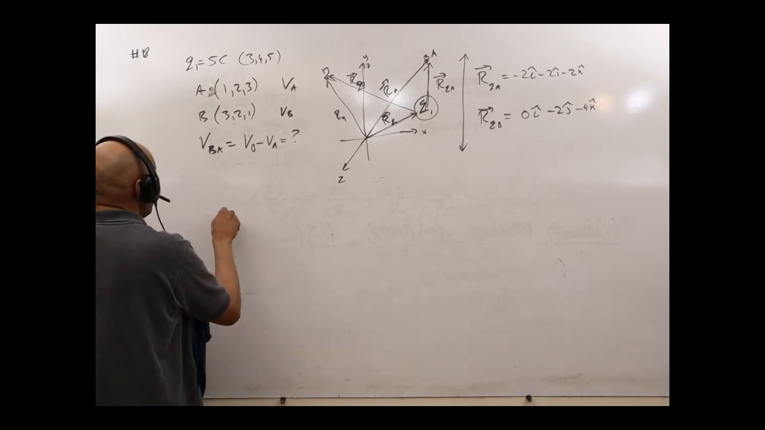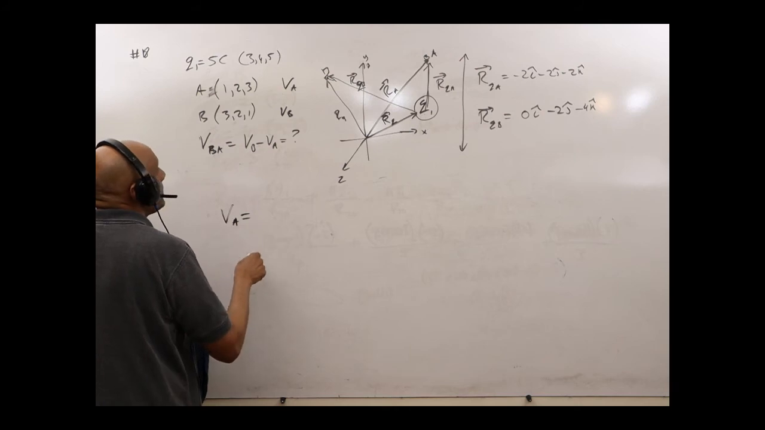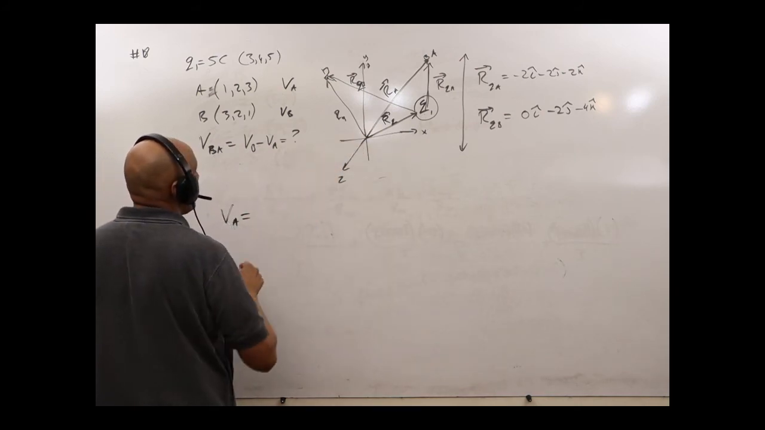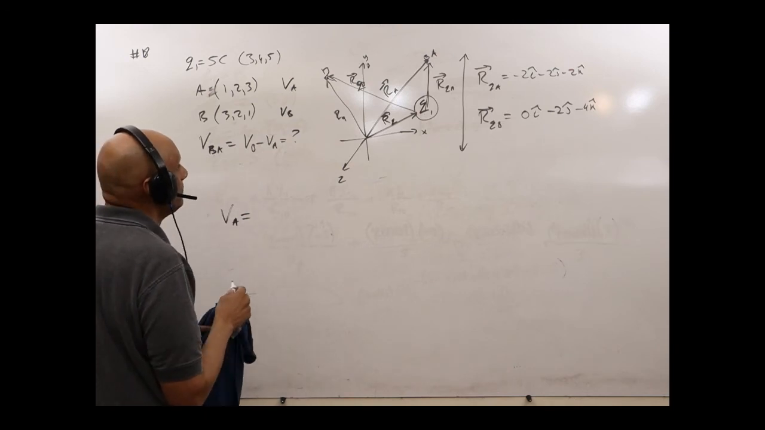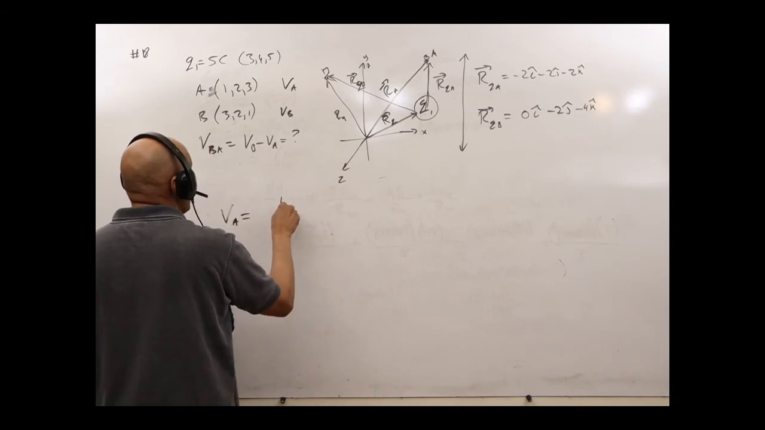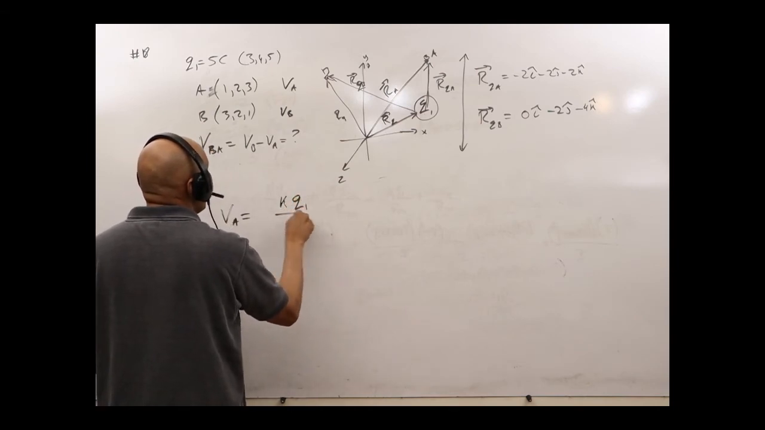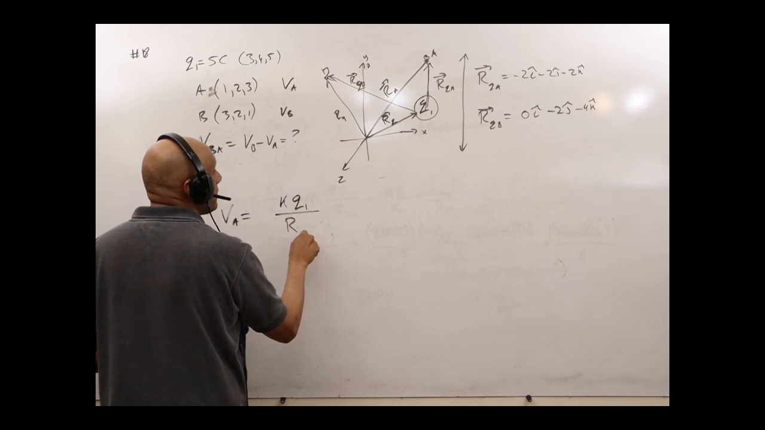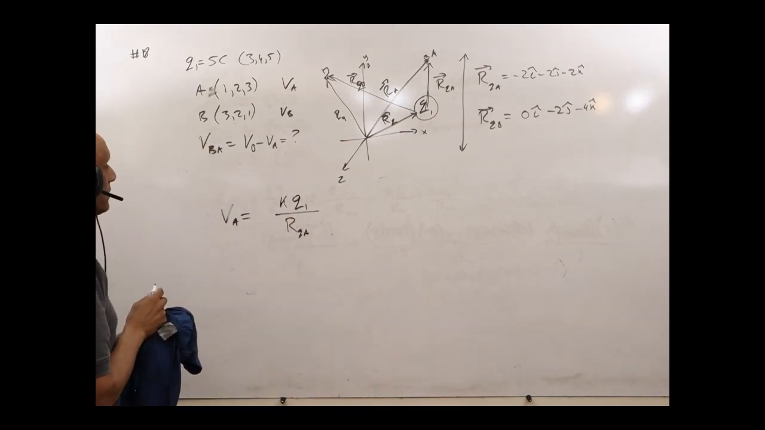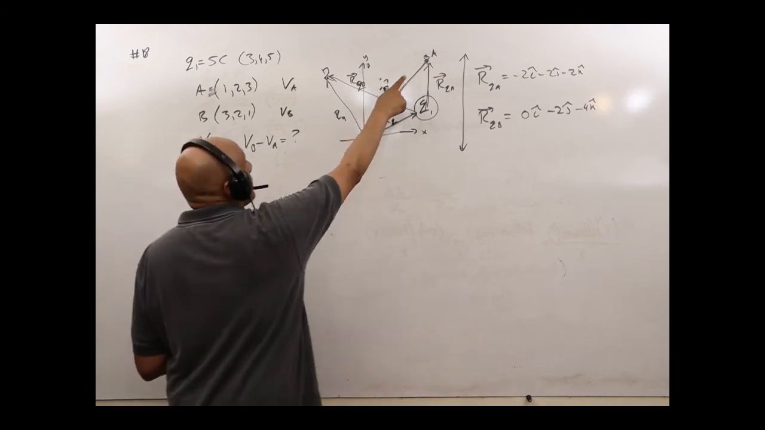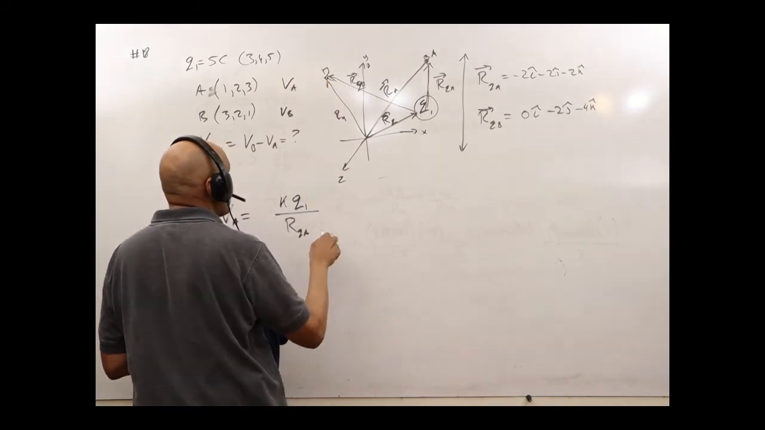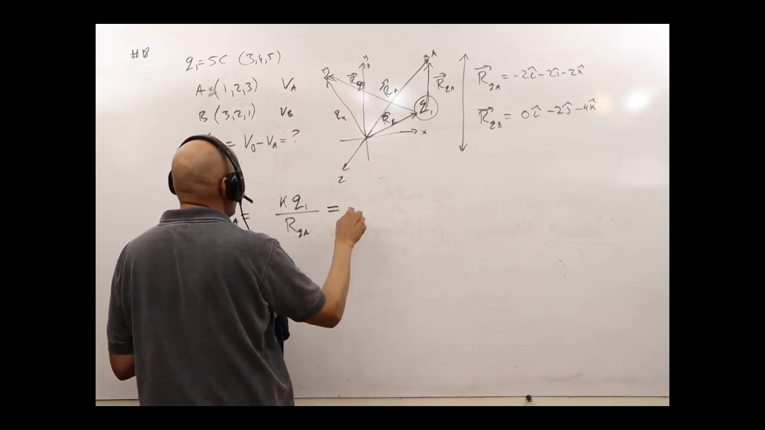The potential at VA is going to be the potential generated by Q1. Potential is going to be K Q1 over the magnitude of RQA. Okay, so this is the absolute potential at this point. And then we'll calculate the absolute potential at B and then take the difference to get the correct answer. So VA is going to be KQ1.